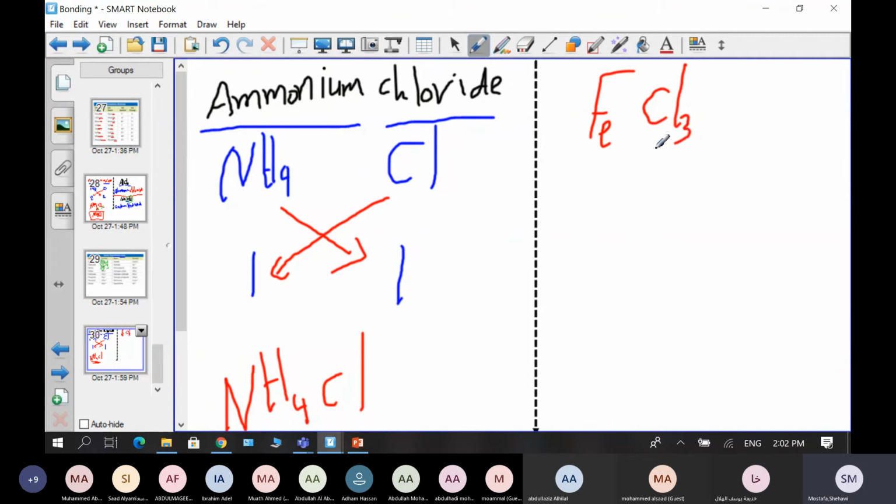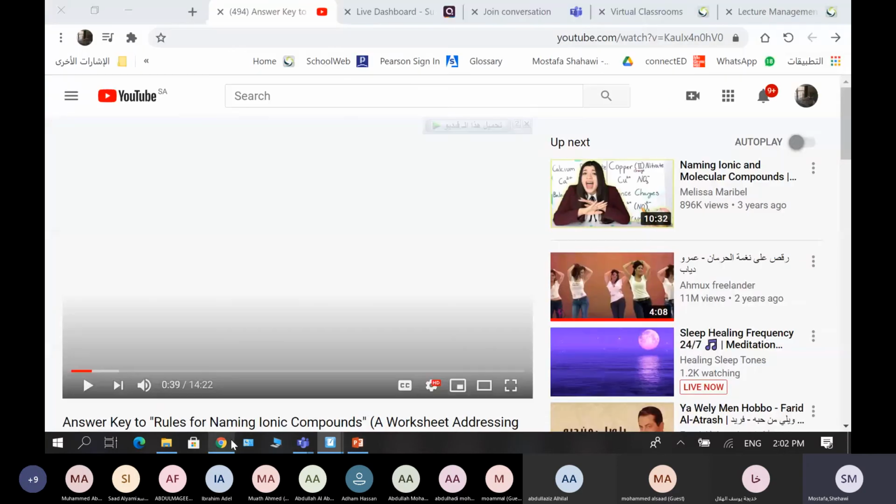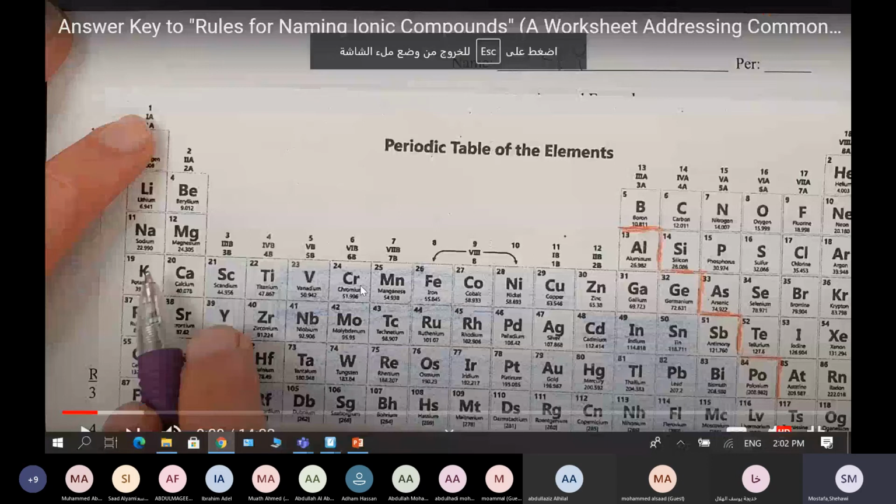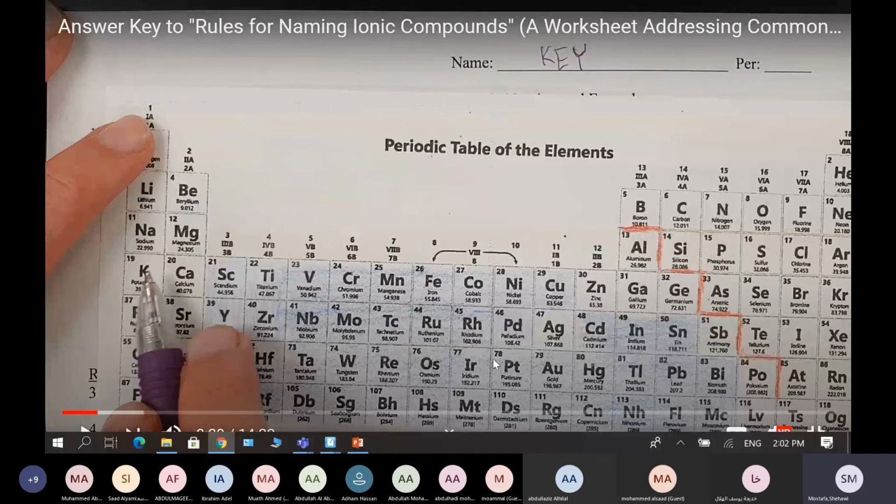FeCl3. Fe is a metal, but it's a transition metal. Let me show you. Fe is here, and cobalt and copper is here, nickel is here. All these are called transition metals, and they are metals, and they have more than one oxidation number.